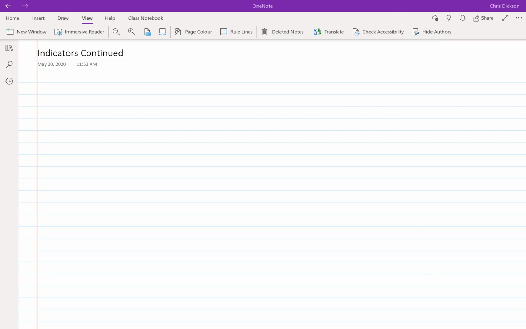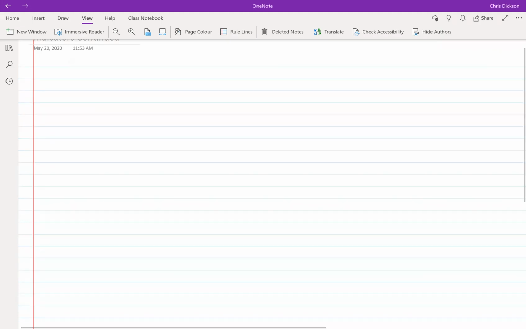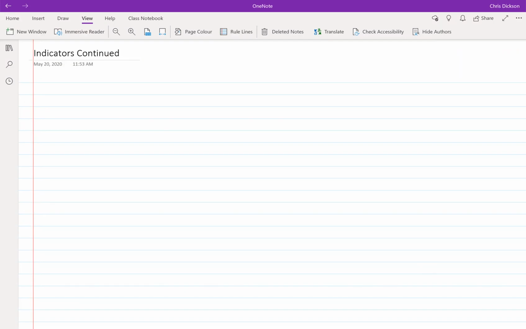Okay, so let's take a look at an indicator. Let me see if I can find one here. I have my data table with me. So let's try alizarin yellow. That's always a cool name. Alizarin yellow.